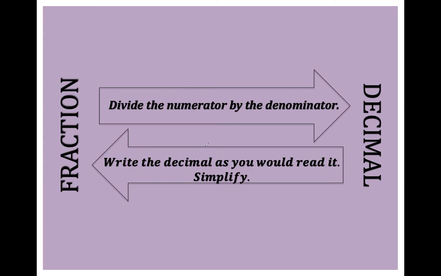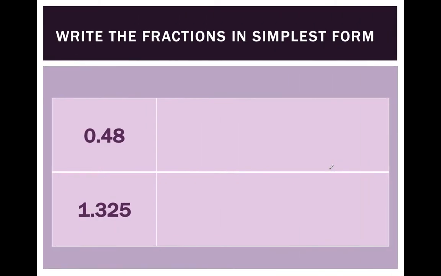Okay, now we're going to go the other way, turning a decimal into a fraction. And this says write the decimal as you would read it, and then simplify. So for this, you have to really be able to read the decimal properly. So for this first example, 0.48, you are going to read this as 48 hundredths. That's how this is read. If you can read that, then that's exactly how you write it as a fraction, 48 over 100. And then you are going to simplify this.